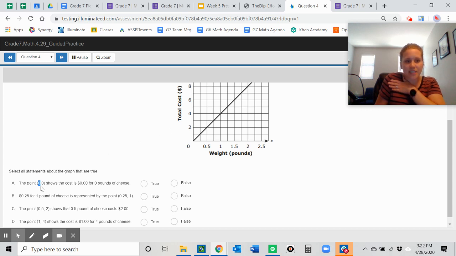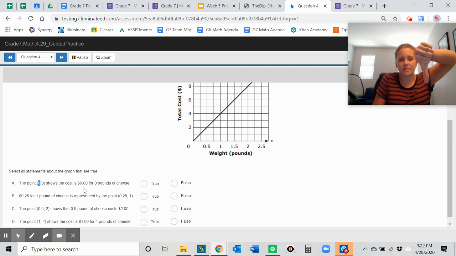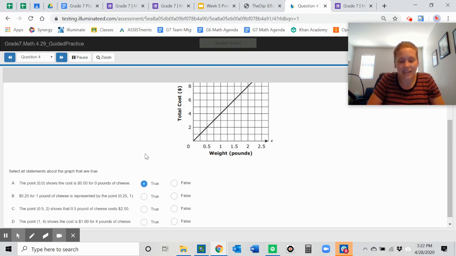So A says the 0,0 shows the cost is $0 for 0 pounds of cheese. What do we think? True? False? True, absolutely. The 0,0 is on the graph and it does represent 0 on my x-axis and 0 on my y-axis. A is true. All right, let's see if you can get the next 3 correct in a row.